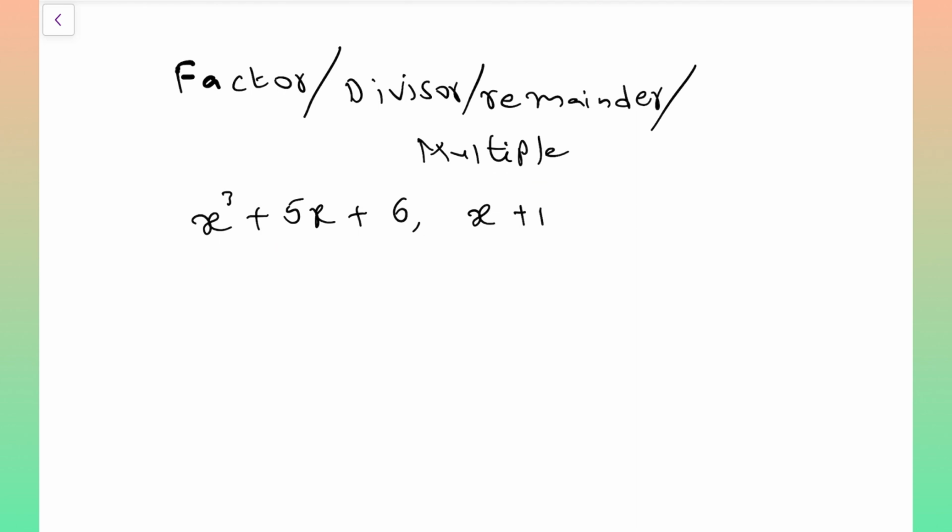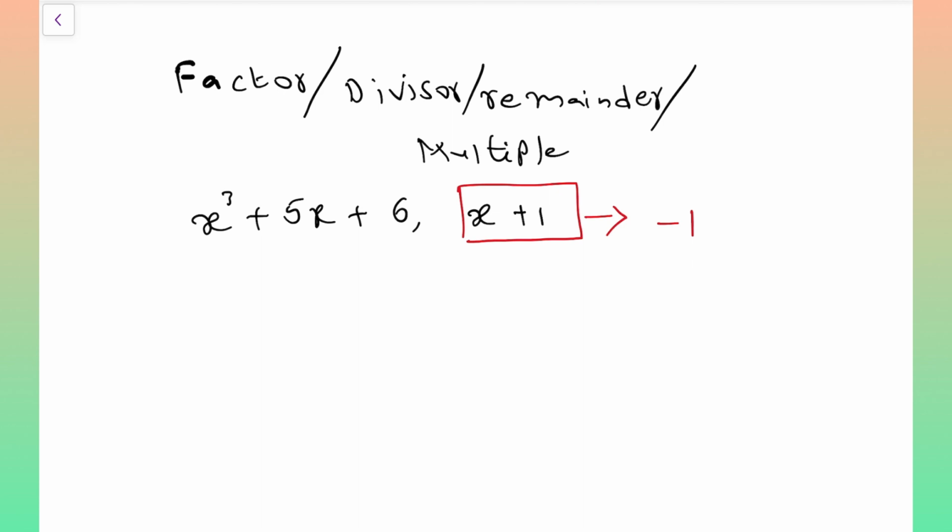So in the question, factor, divisor, remainder, multiple, whatever it may be, for all these words you need to do the same process. Let us check once. Here the divisor is x plus 1. So you need to substitute minus 1 in the place of x. That is the only thing, just remember clearly. In case x minus 1 is given, you substitute plus 1.